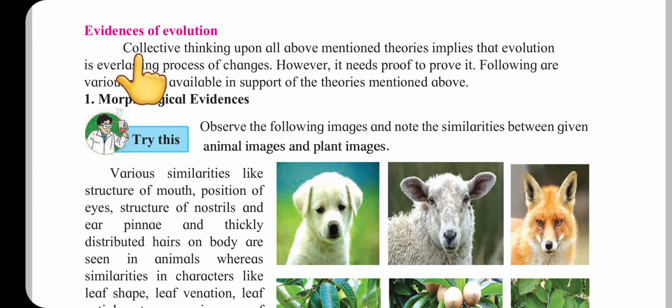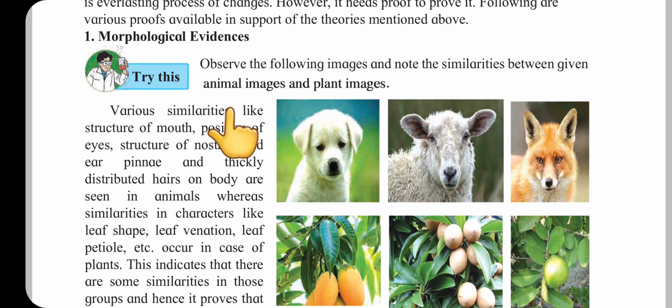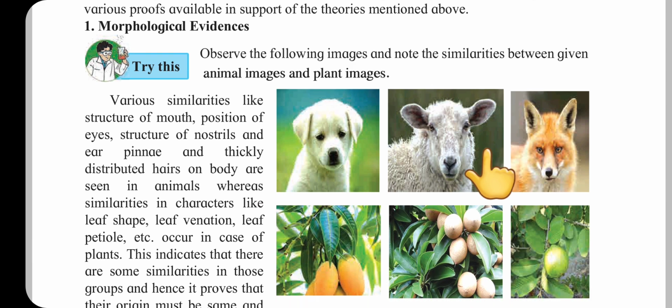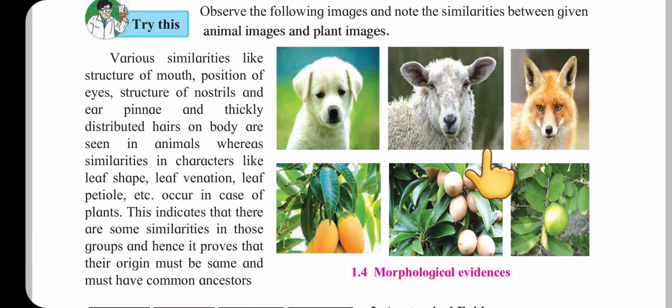Evidences म्हणजे पुरावे. First evidence is the morphological evidence. In this evidence, similarities like structure of mouth, position of eyes, ear pinna and thick hairs distributed on the body. This similarity shows that these animals must have common ancestors.